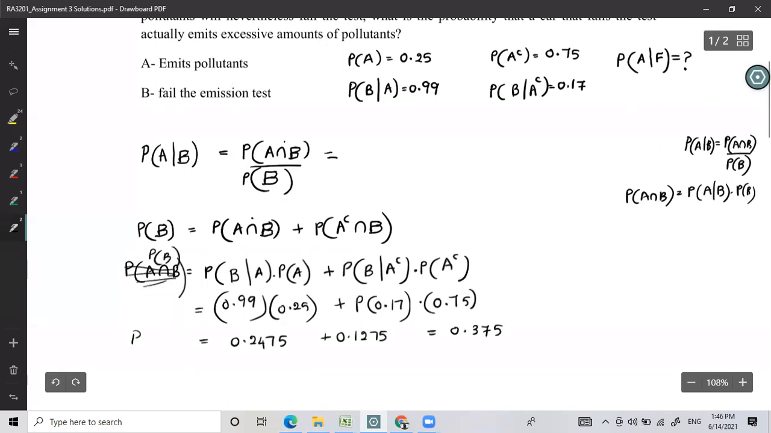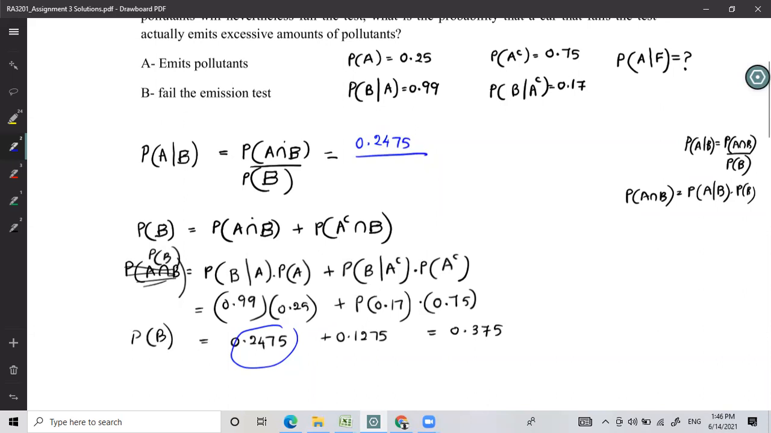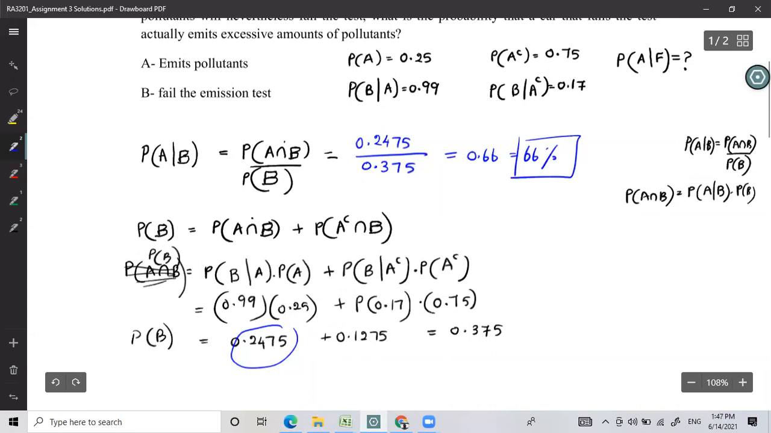Let's write it. These two together: A intersection B and A complement intersection B. So this is your P(B). Now let's put these values here, right? A intersection B is here. What is it? 0.2475. P(B), the addition of it and the other one, is 0.375. So if you do this calculation, you'll get 0.66 or 66%. So here's the answer.